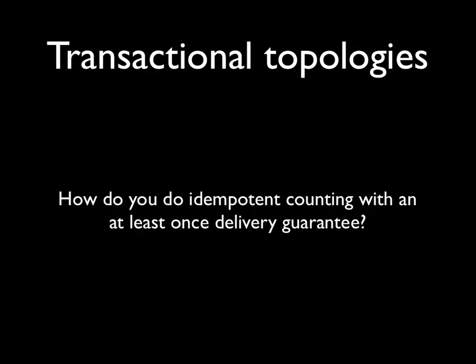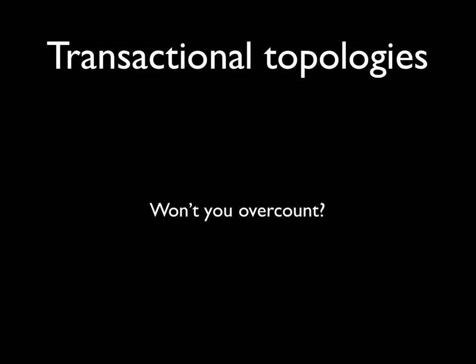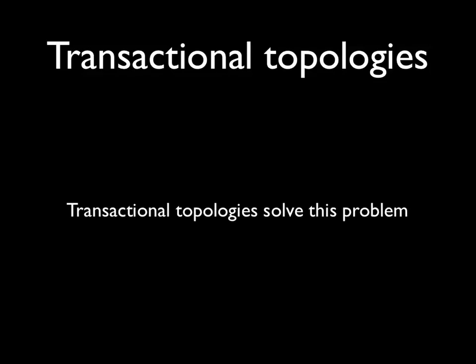Based on what I just described, Storm provides an at least once guarantee of processing. So you might be wondering, what if I want to do something like counting? Is Storm completely useless for me? How do you do counting with an at least once delivery guarantee? Aren't you going to overcount? Storm provides a higher level abstraction called transactional topologies, which solve this problem.